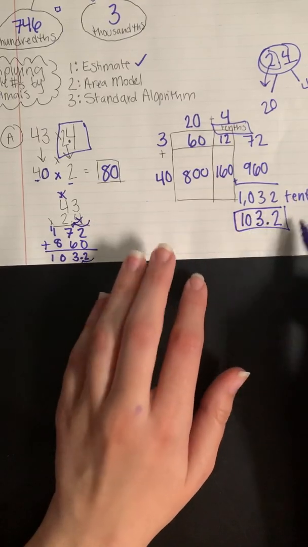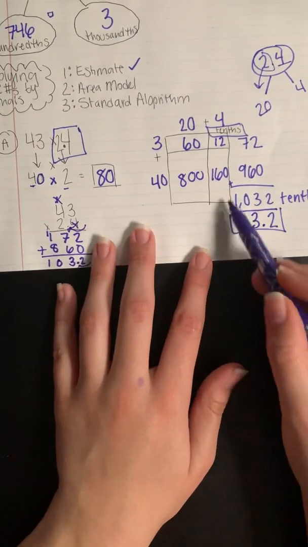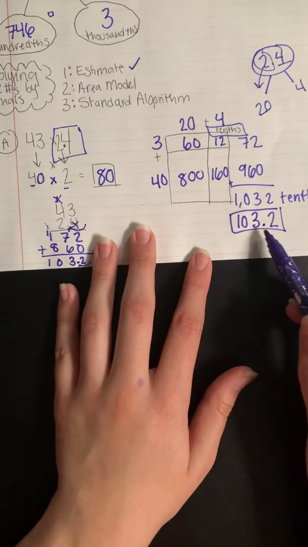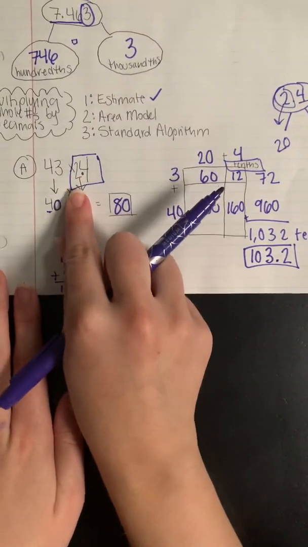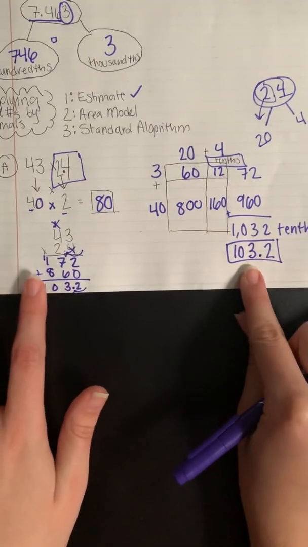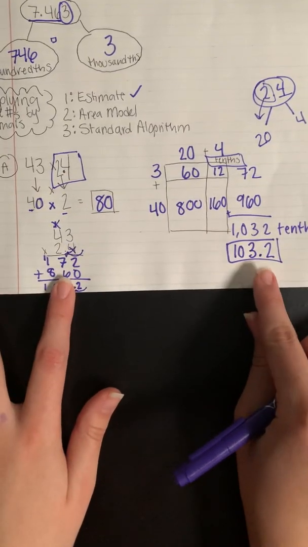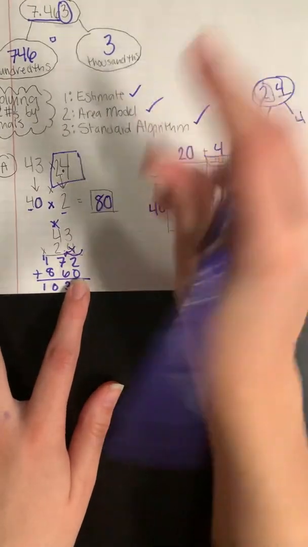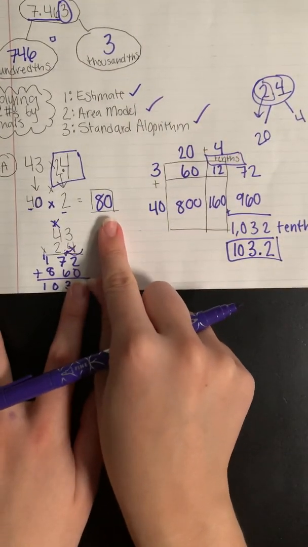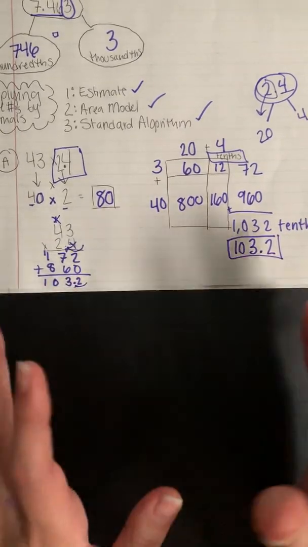If you're going from tenths back to a whole number, you can just divide this answer by 10 or move the decimal in one place. So our final product for 43 times 2.4 is 103.2, or 103 and 2 tenths. We can check to see if that was close to our estimate. Yeah, it's pretty close to 80, so that's how we know that we were right.